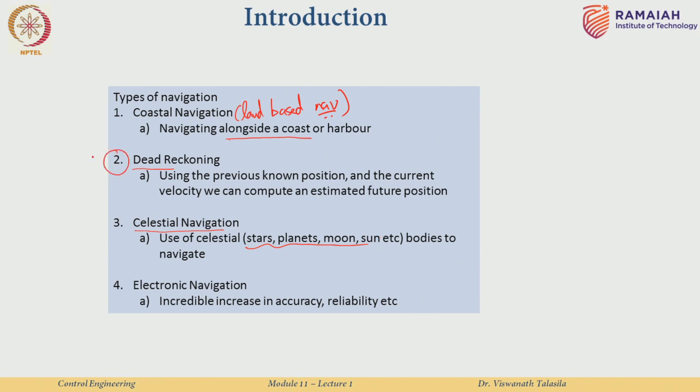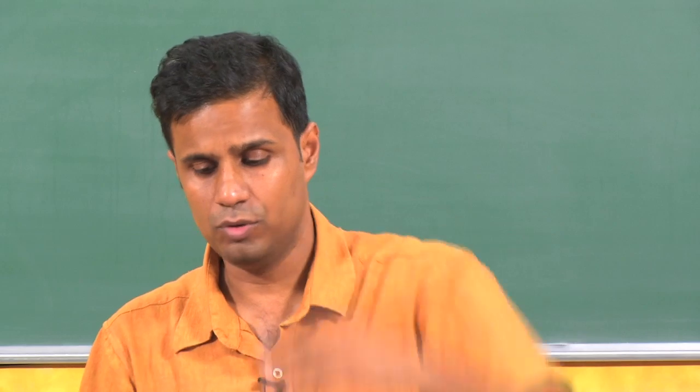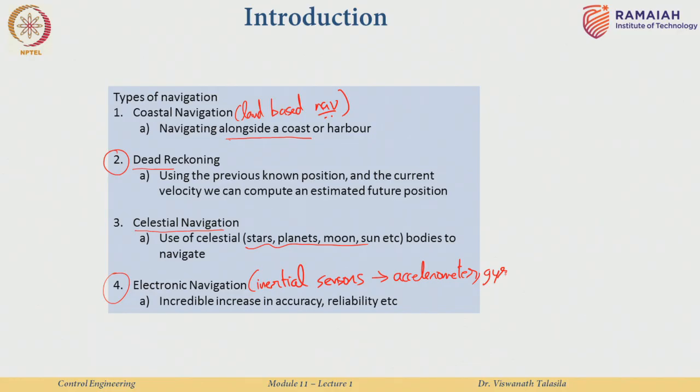We will look at the concept of dead reckoning with electronic navigation in a lot of detail, specifically using what are called inertial sensors. Many of you are aware of at least one of them, the famous accelerometer, which you get in your phone when you rotate the phone from portrait mode to landscape mode, right? The screen also rotates. We are also going to look at another sensor called the gyroscope, okay? So first we look at coastal navigation, we look a little bit at dead reckoning, how humans do it, how animals do it. And then we look at celestial navigation. And finally, the rest of the whole lecture series will be on electronic navigation for dead reckoning.